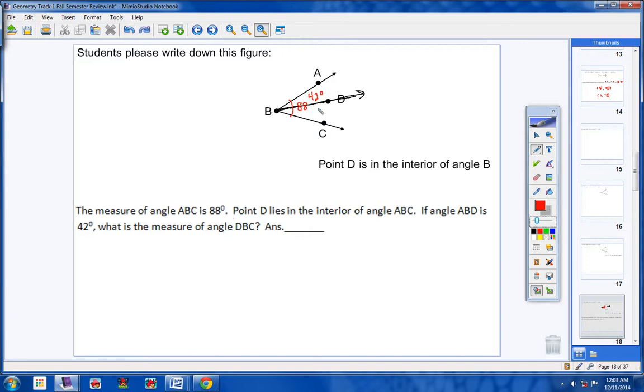Well, students, think about it. If the whole angle is 88, and part of that 88 is 42, subtract out the 42, and what you're left over with has to be this little angle down here, 46 degrees. So the answer is 46. Now we call this angle addition, angle subtraction, whatever you want to call it. But that is what we did there, and you need to be familiar with that and be able to do that, okay? Alright, moving on.